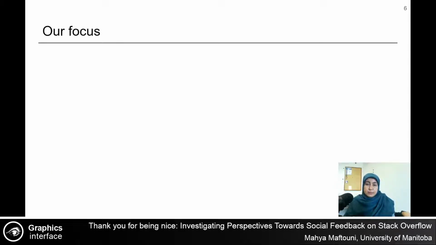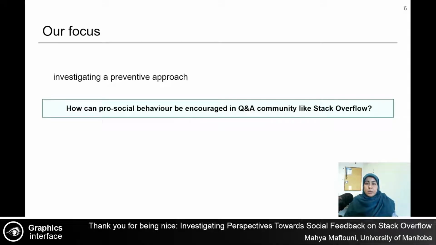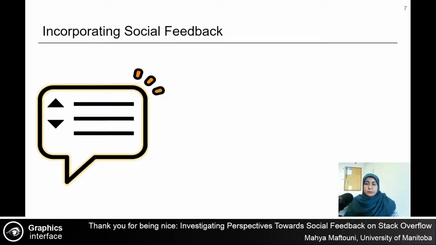So in this paper, we focused on a preventive approach, and we wanted to see how we can promote and encourage pro-social behavior on Q&A platforms and communities like Stack Overflow. There are upvote and downvote buttons on Stack Overflow on each post, which reflect the technical usefulness of the post. However, Stack Overflow misses social feedback. So we wanted to see how adding social feedback can affect promoting pro-social behavior, given the important role of feedback in shaping online community behavior.